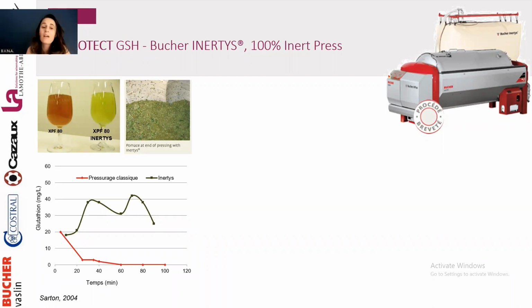This is hard press, end of the press cycle. Same trial, you can see that you're probably used to this brown color, which is very common at the end of the press cycle, to have juice that is brown. When we use the inert press, or the Inertis, fully enclosed system, we are fully green. And the berry, the pomace at the end of the press that you are emptying, is green too. So no oxidation at all.